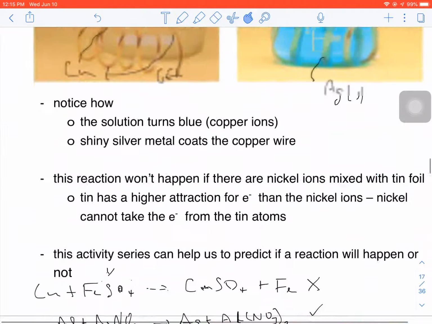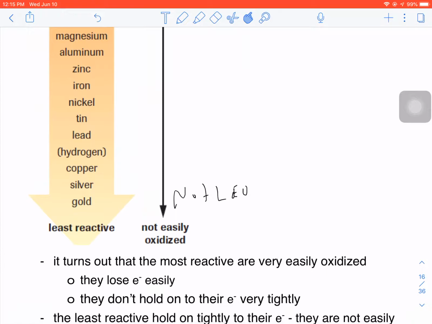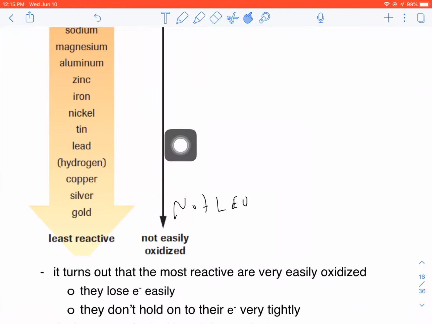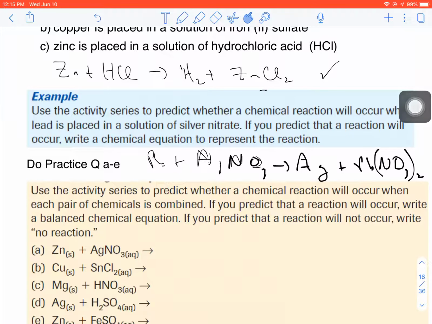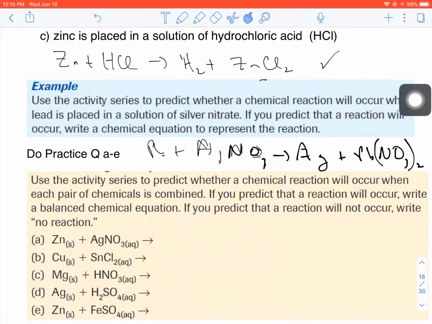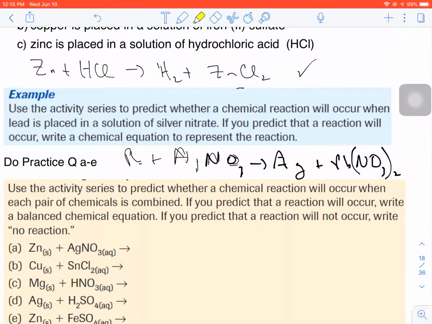So I'm going to go back to my activity series. Remember, silver is usually at the bottom, right? So the lead is way above the silver down here, so lead's going to win. So the answer is, I won't end up with silver nitrate. No, I will end up with lead nitrate because lead's higher on the list. So the answer is yes, this reaction will happen.